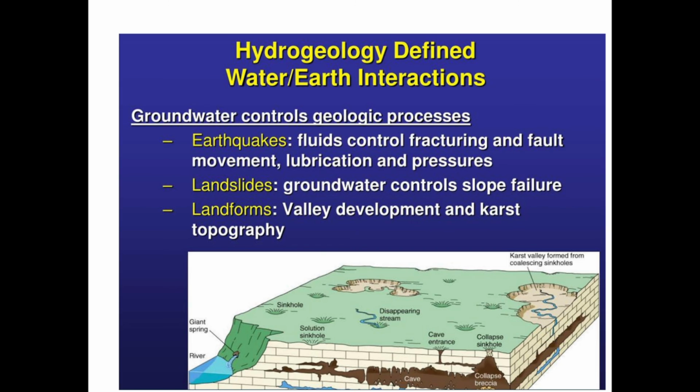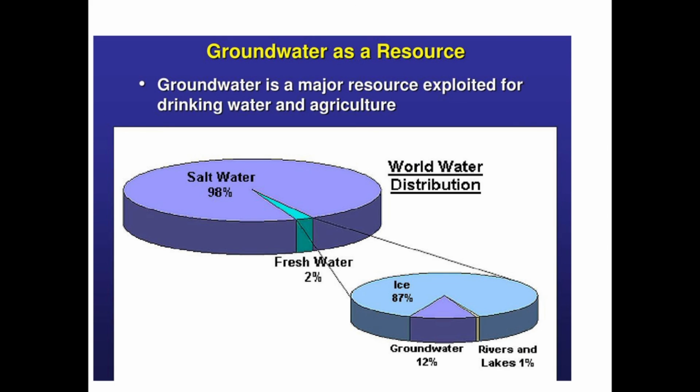Then landslides, they control the slope failure. Groundwater controls the slope failure. Landforms, we know valleys will be developed and karst topography due to the groundwater.